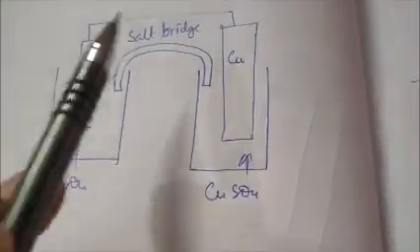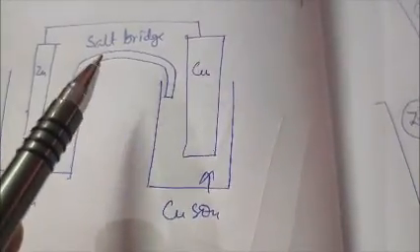So what is the way out? The way out is the salt bridge. So what does this salt bridge basically do? The salt bridge basically contains a KCl solution or NaCl solution. I have shown the NaCl solution here.